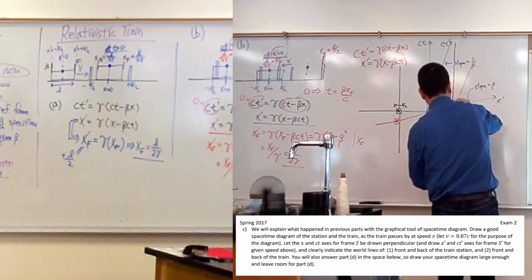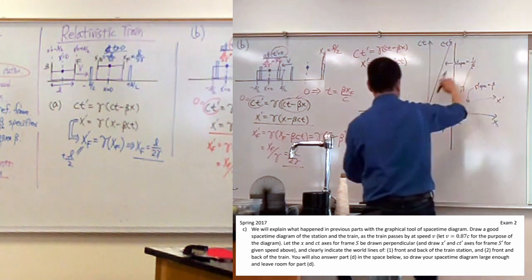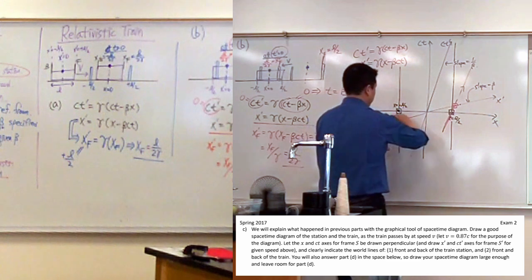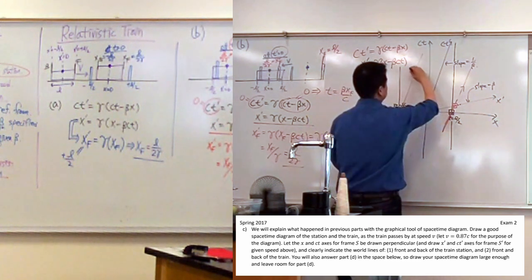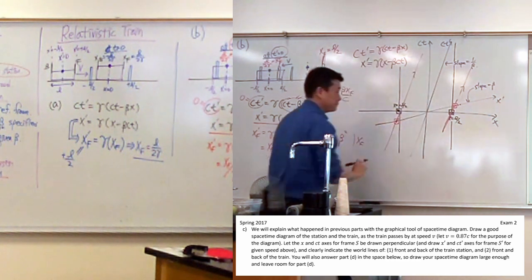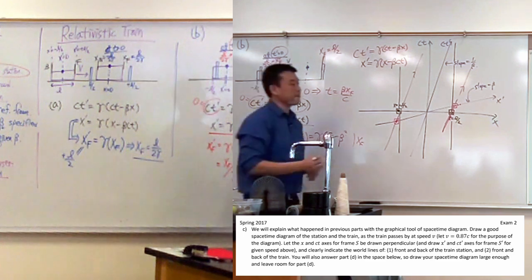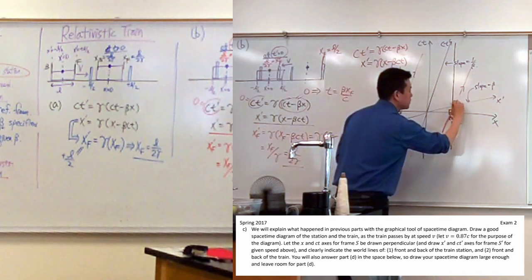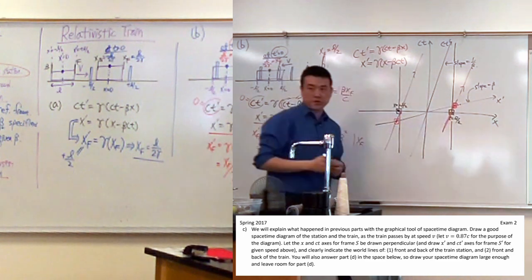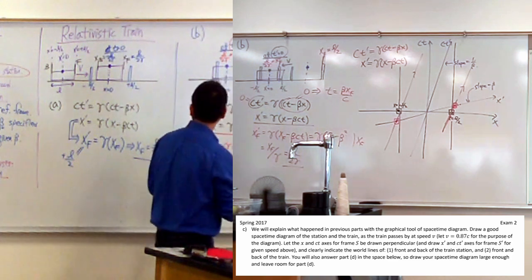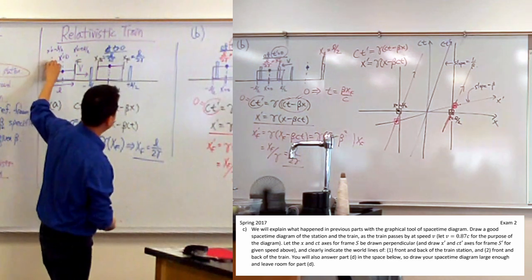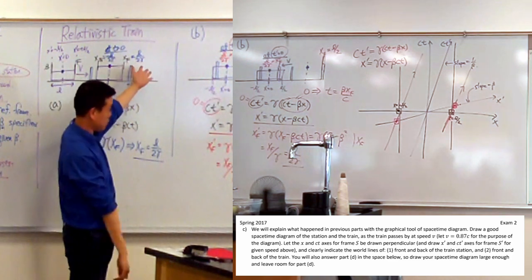So this is the front of the train. This is the trajectory of the front of the train, and this is the trajectory of the back of the train. Good? So this is the full explanation of what's happening as the train passes through the train station.